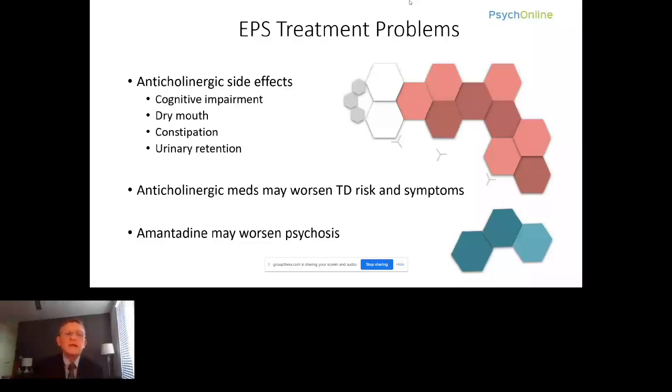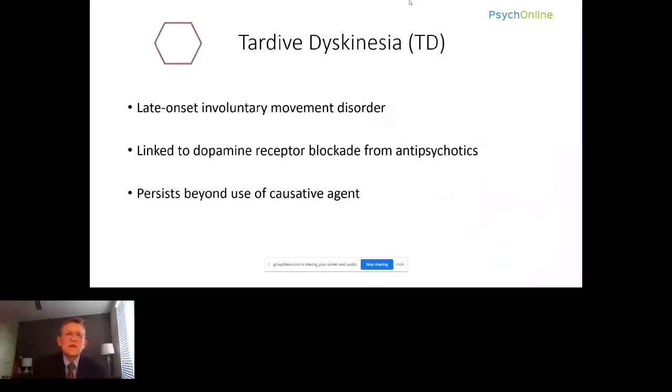The problem is when you add in an anticholinergic medication, you're not only going to have our standard anticholinergic side effects of dry mouth, constipation, and urinary retention, but we're also increasingly aware that we are probably causing at least temporary cognitive impairment, not necessarily long-term, but certainly in the short term while they're on it. And then remember that anticholinergic medications also increase the patient's risk of developing tardive dyskinesia and worsen it as a symptom. And then amantadine, of course, affecting dopamine, may worsen psychosis. So you don't necessarily get this treatment for free.